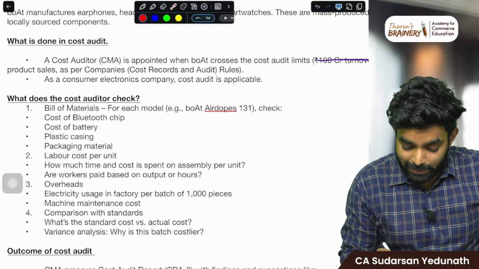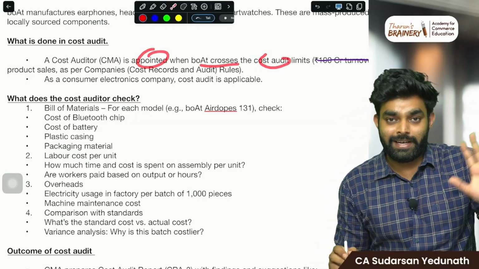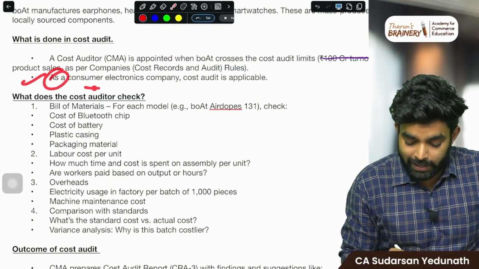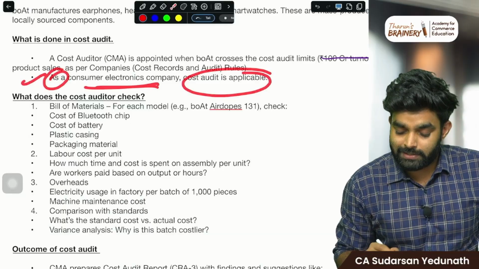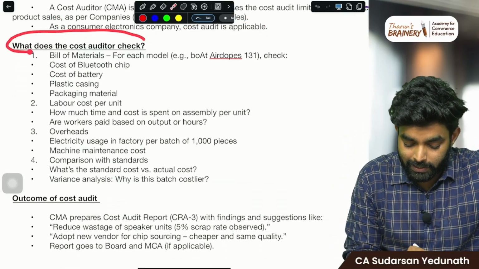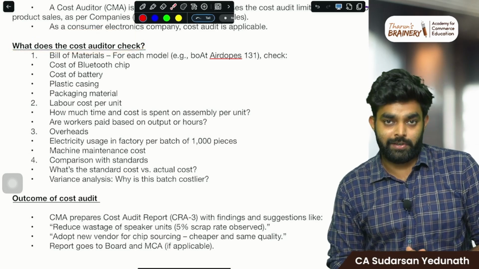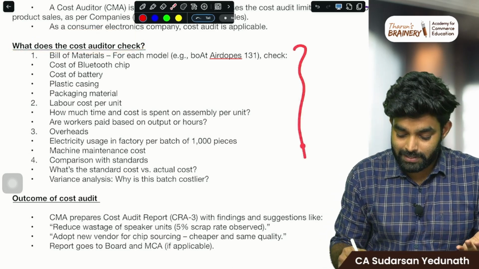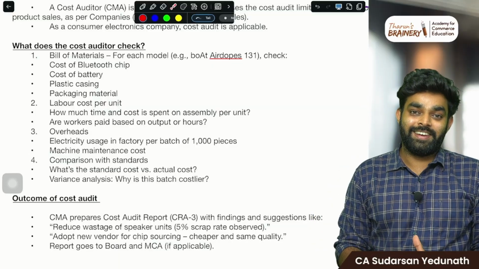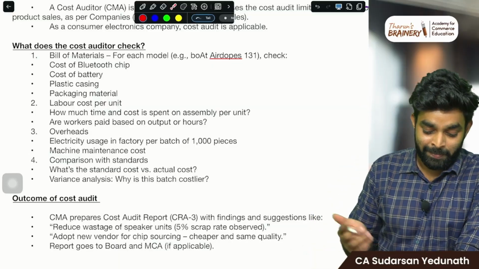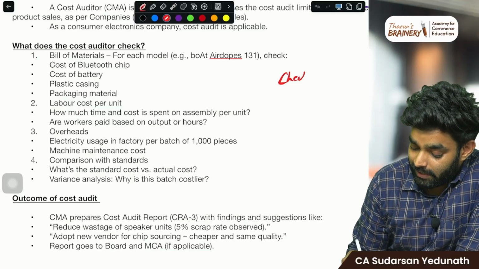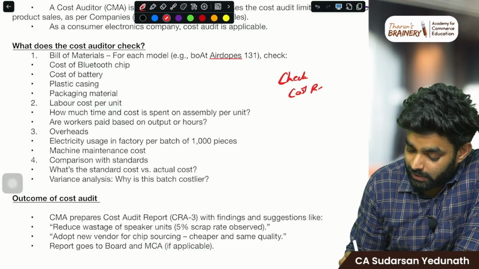First, a cost auditor is appointed when Boat crosses the cost audit limits. There are different limits, like 10 crore and 35 crore. Then, as a consumer electronics company, cost audit is applicable. Okay, leave it. What am I going to do? What does the cost auditor check in cost auditing? This is just an example for Boat. What am I going to check? I'm the auditor. What is my duty? My duty is to check the cost records.